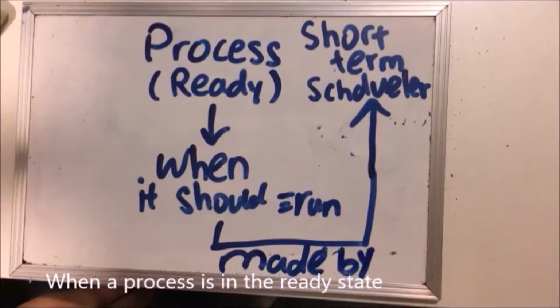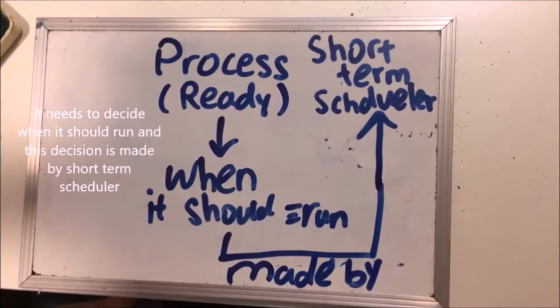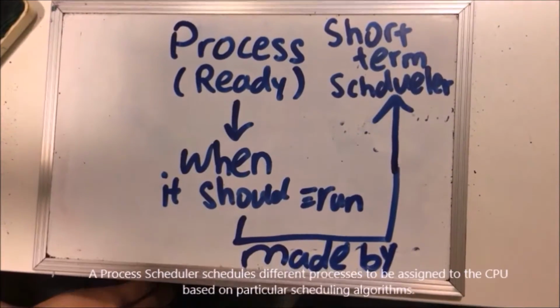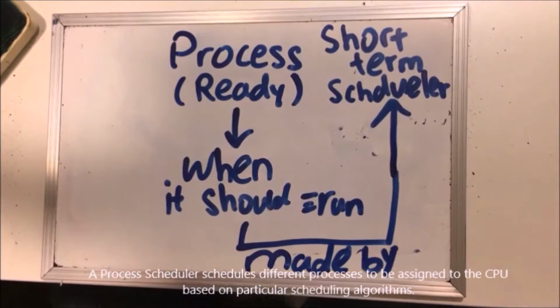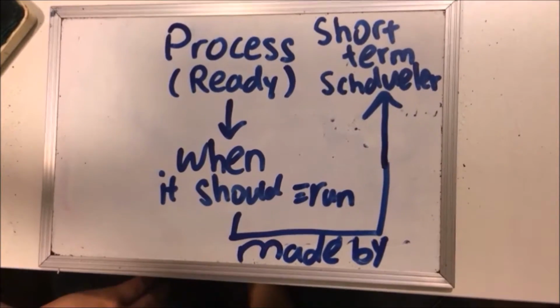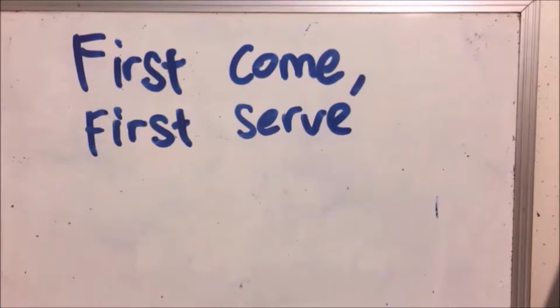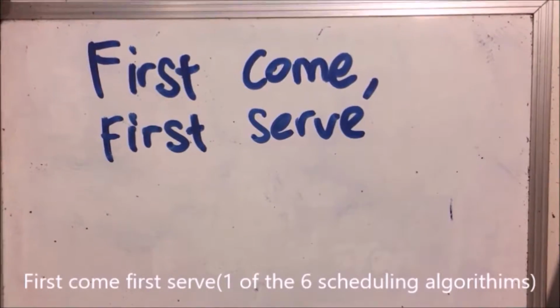When a process is in the ready state, it needs to decide when it should run, and this decision is made by a short-term scheduler. A process scheduler schedules different processes to be assigned to the CPU based on particular scheduling algorithms. There are 6 popular process scheduling algorithms. First come, first serve is one of the 6 popular process scheduling algorithms.